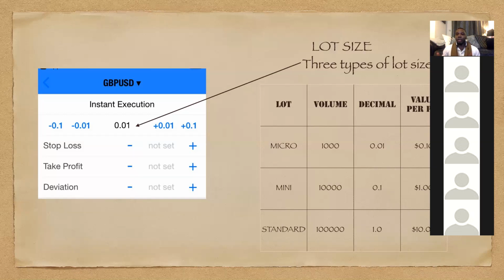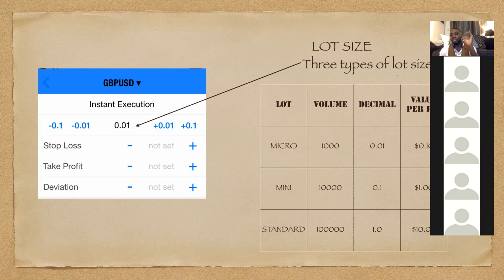So imagine that on a mini lot size, 50 pips, you're making $50. On a micro lot size, the same 50 pips, you're making $5. And on a standard lot size, the same 50 pips, you're making $500. So how much money you make depends on the lot size that you're trading on. But at the same time, this applies to your losses. And this is what a lot of people don't like to accept. They know it, but they don't want to accept it.